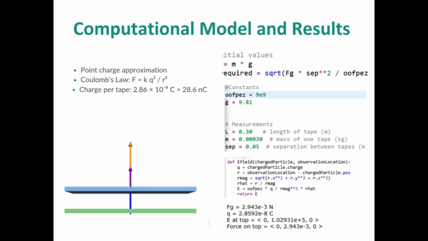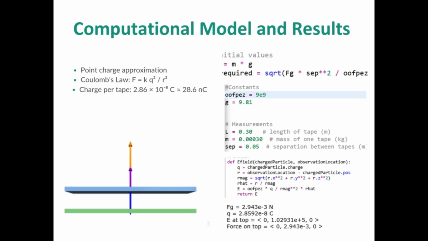I wrote a function called E field that calculates the electric field vector at any observation location. It uses the relative position vector, its magnitude, the unit vector, and Coulomb's law. Then I assigned equal charges to the two centers and calculated the electric field at the top of the tape using the bottom one. Finally, I calculated the force on the top tape using force equals the charge times the electric field at that point. My program prints both the electric force and gravitational force to check if they are balanced.